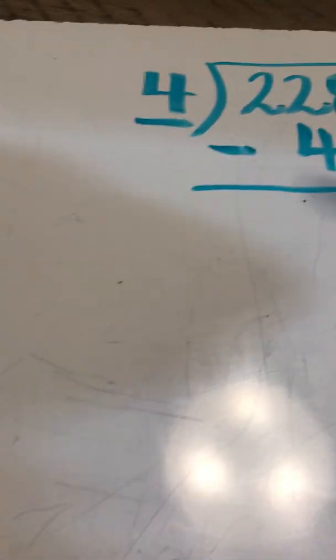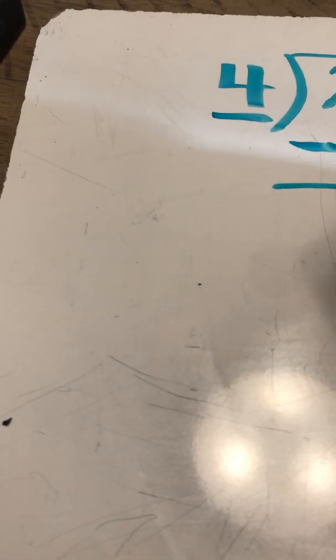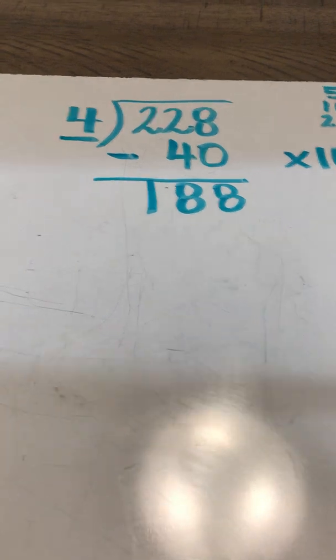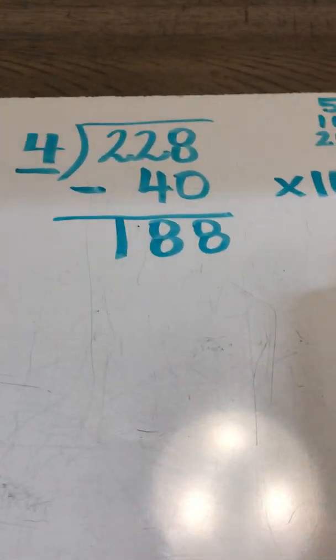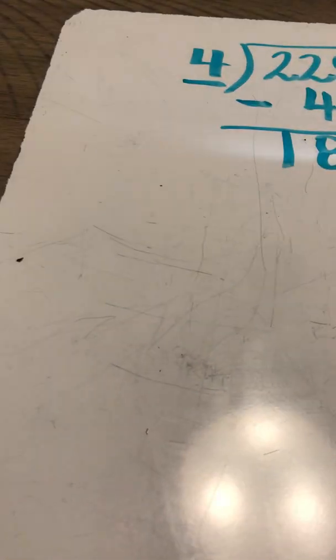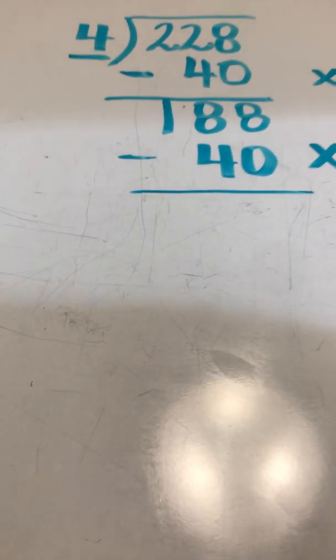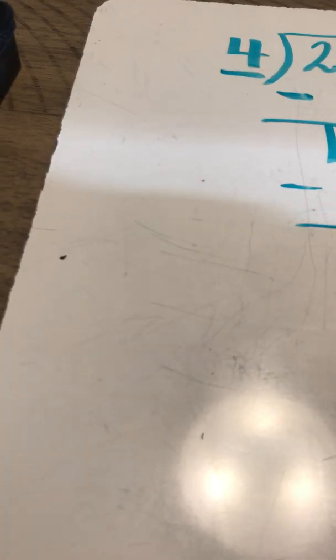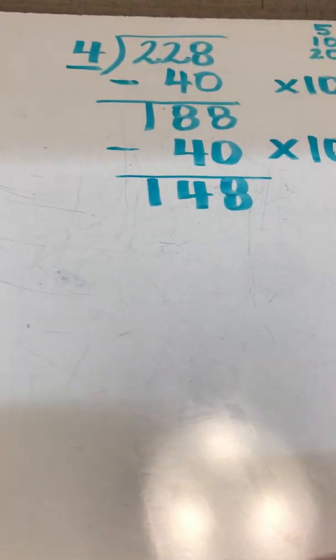When I subtract this, I should get 188. Okay, well the goal is to get to 0, so I'm not anywhere close. So I'm going to keep subtracting. I'm going to take out another 40. So I'm going to multiply by 10 again, and I'm going to subtract another 40. If I do that, I get 148. Well, still not close, so I can take out another 40.